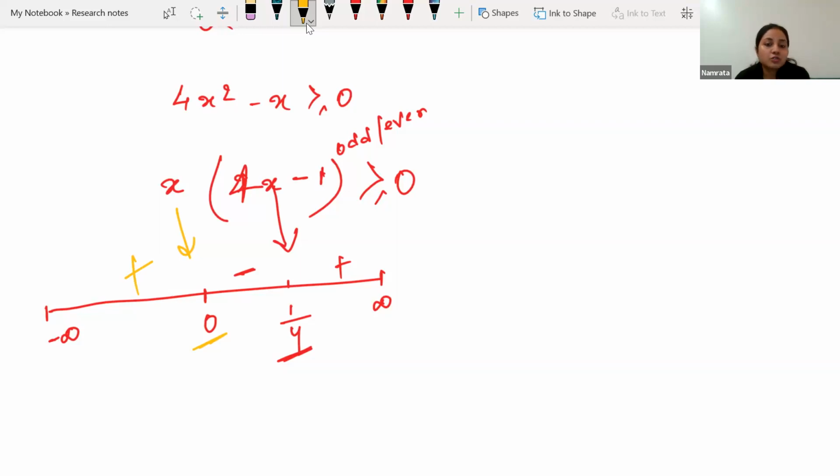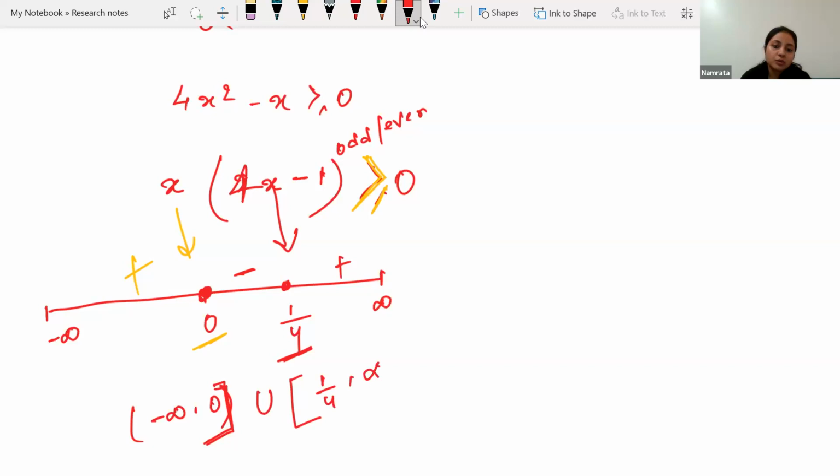Now for the solution set, it must be greater or equals to 0. That means the equality sign is there, so solid circle. Greater than means we will be taking the positive part only. Negative infinity to 0 we will be taking, closed interval at 0, union 1 by 4 to positive infinity. This is our solution set. Is it clear?